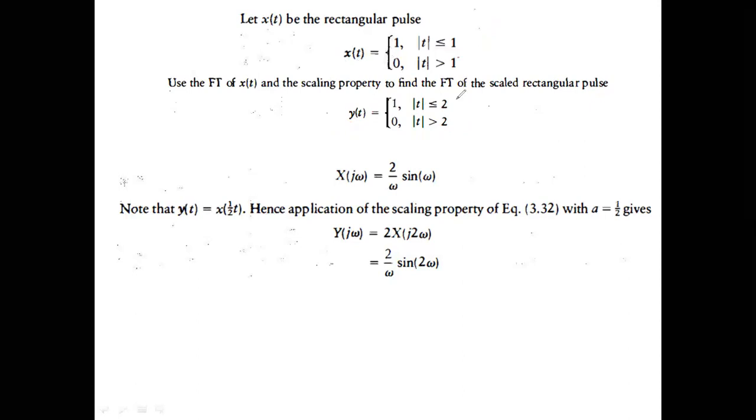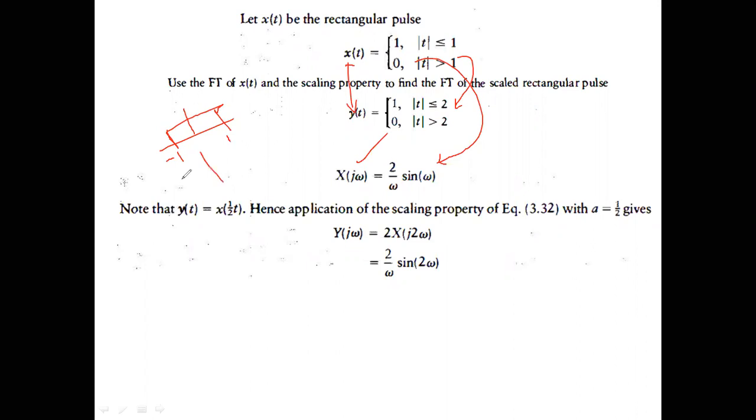So what is the relationship between these two? Can you tell me? This is easy, right? This is a rectangular pulse. We will get a sinc pulse. Now we should find out how x of t and y of t are related. x of t exists from -1 to +1. y of t exists from -2 to +2. How are they related then? So can I say y of t equals x of 2t?